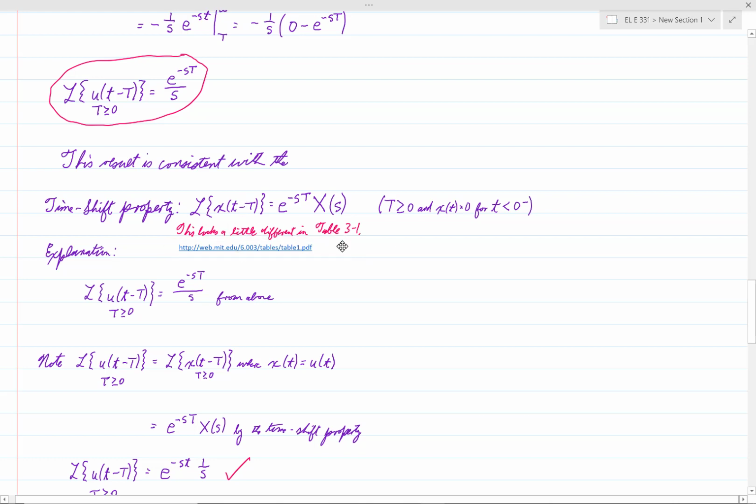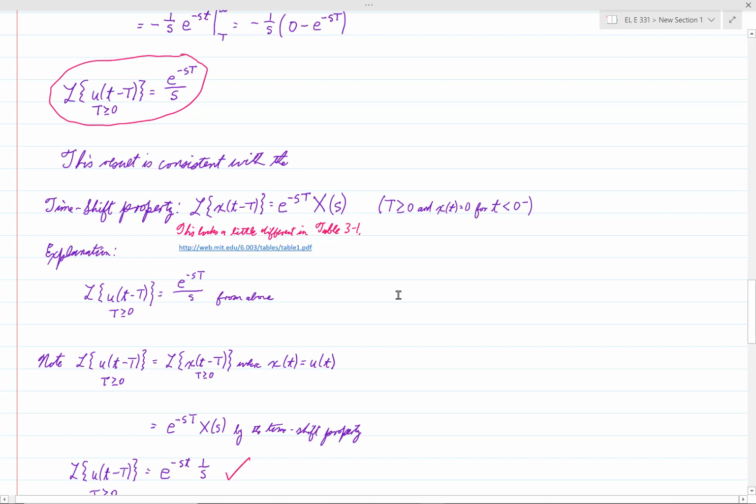In your book, in table 3-1, you will see the time shift property looks a little different. And if you feel more comfortable working with the formula that's in the book, by all means go ahead. But I think that if you do that, you will find it's a little bit cumbersome. That formula is a little bit more awkward to use, and in my opinion, you ought to use the time shift property in this form.